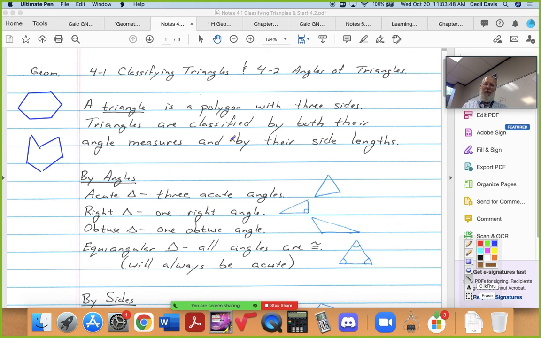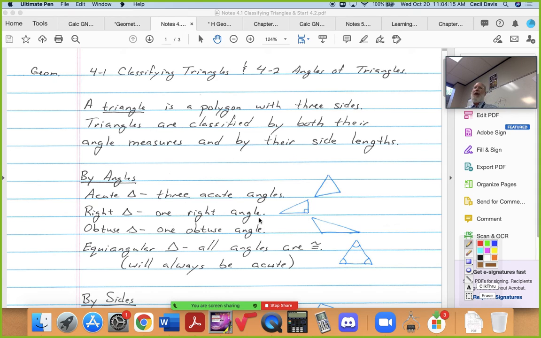Now we can classify triangles two different ways. One way is by their angles, and another way is by their side lengths. And again, this should be all review for you. An acute triangle is one where all three of the angles of the triangle are acute. So here's an example of what that might look like. A right triangle, notice it has one right angle.